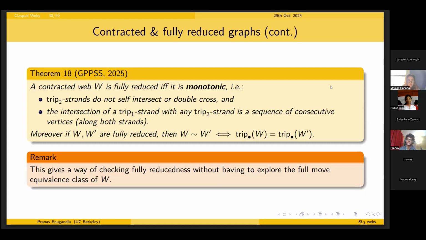And yeah, so this is the remark that this is a much better way of checking fully reducedness. This a priori really difficult sounding condition to check is actually not that bad if you just draw out all the trips.